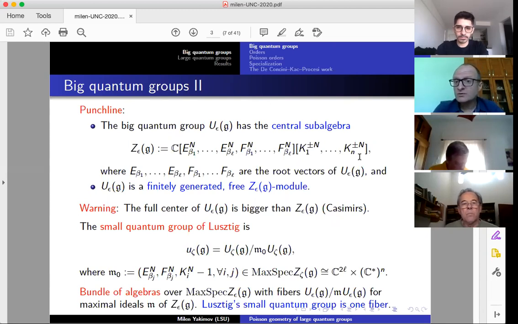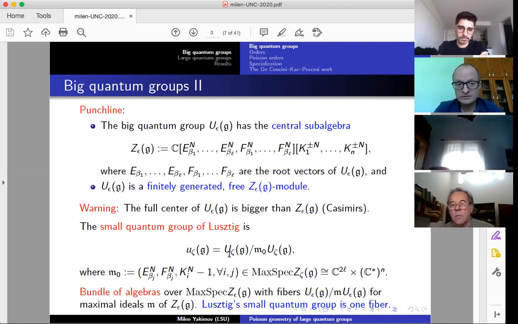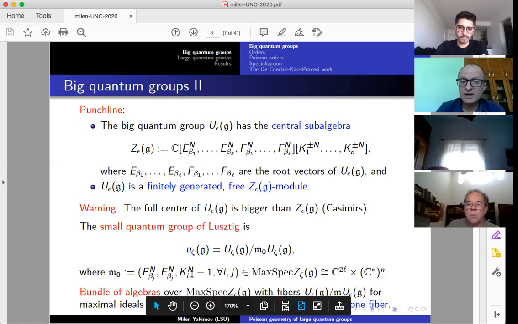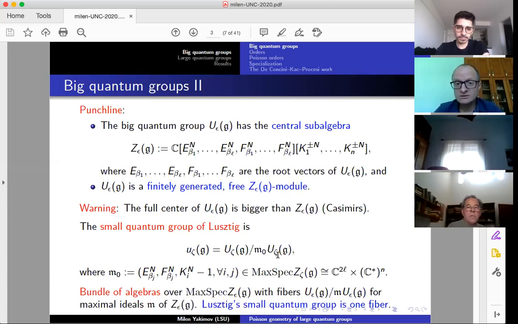Now, the small quantum group of Lusztig actually appears in a very easy way from this big algebra that we deal with. If we look at the maximal ideal of the central subalgebra that's generated by the n-th powers of the Lusztig root vectors, together with the Cartan generators K_i raised to the power n minus 1. So this is a maximal ideal of this central subalgebra. Then when you look at the factor of the big quantum group by the centrally generated ideal, I'm sorry, this should be called an epsilon here, not a zeta, that's an epsilon. Then this is precisely the small quantum group of Lusztig, which is a finite dimensional Hopf algebra.